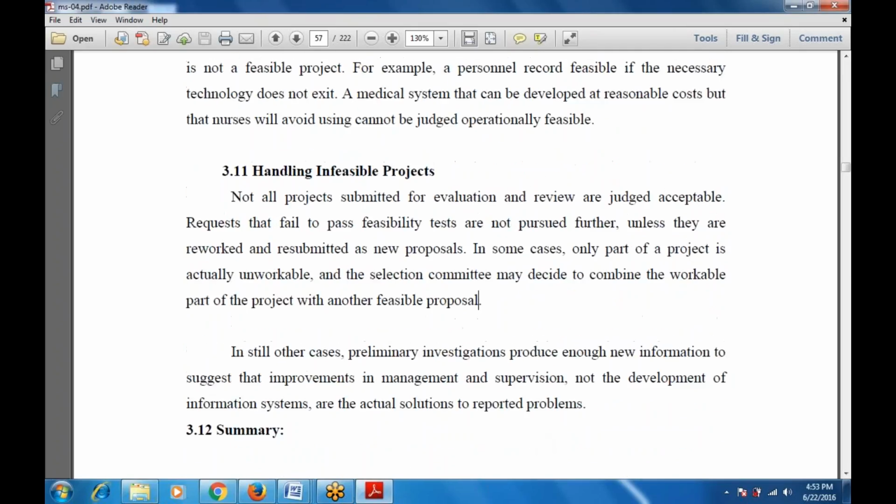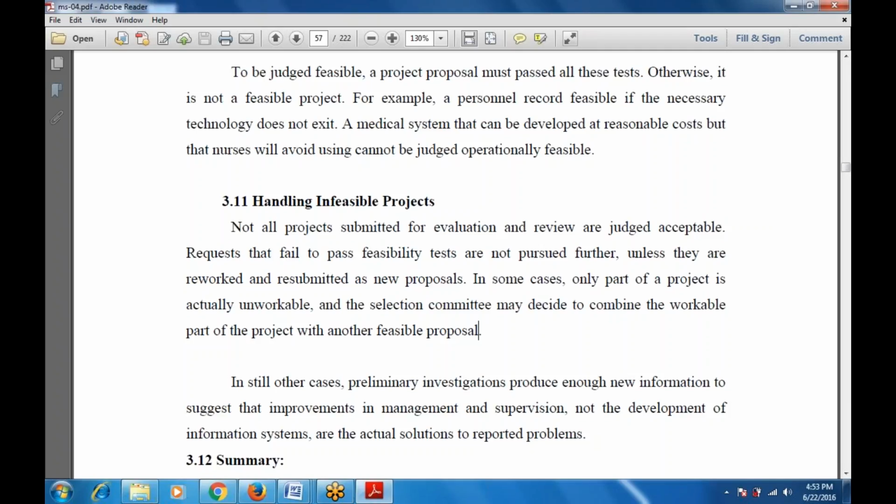That means the main criterion is that not each and every project is infeasible, and they can be reviewed for being acceptable or not. So requests that fail to pass the feasibility test are treated as infeasible projects, and they can be entered as new proposals. And in some cases, only part of a project is actually workable or unworkable, and a selection committee may decide to combine the workable part of the project with another feasible proposal.